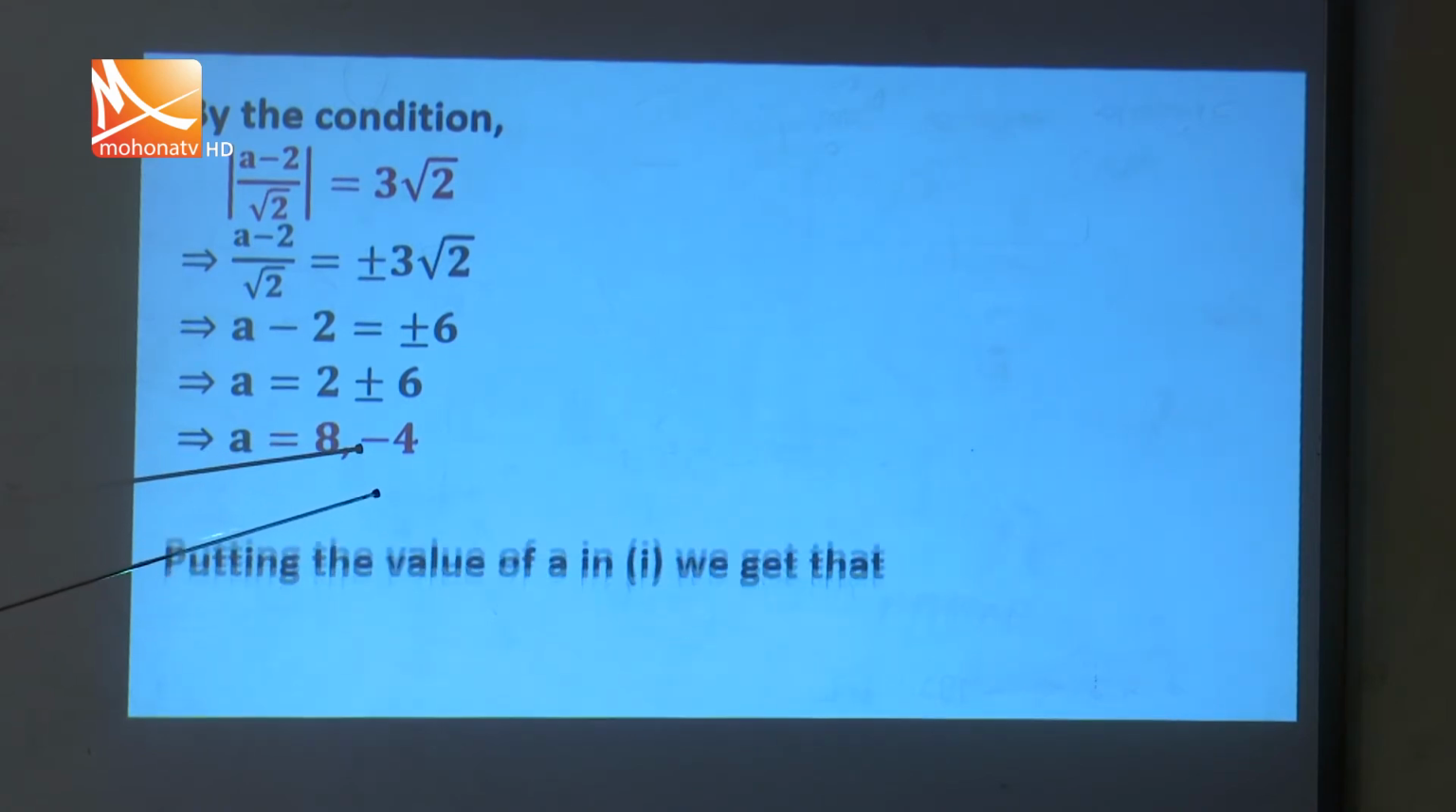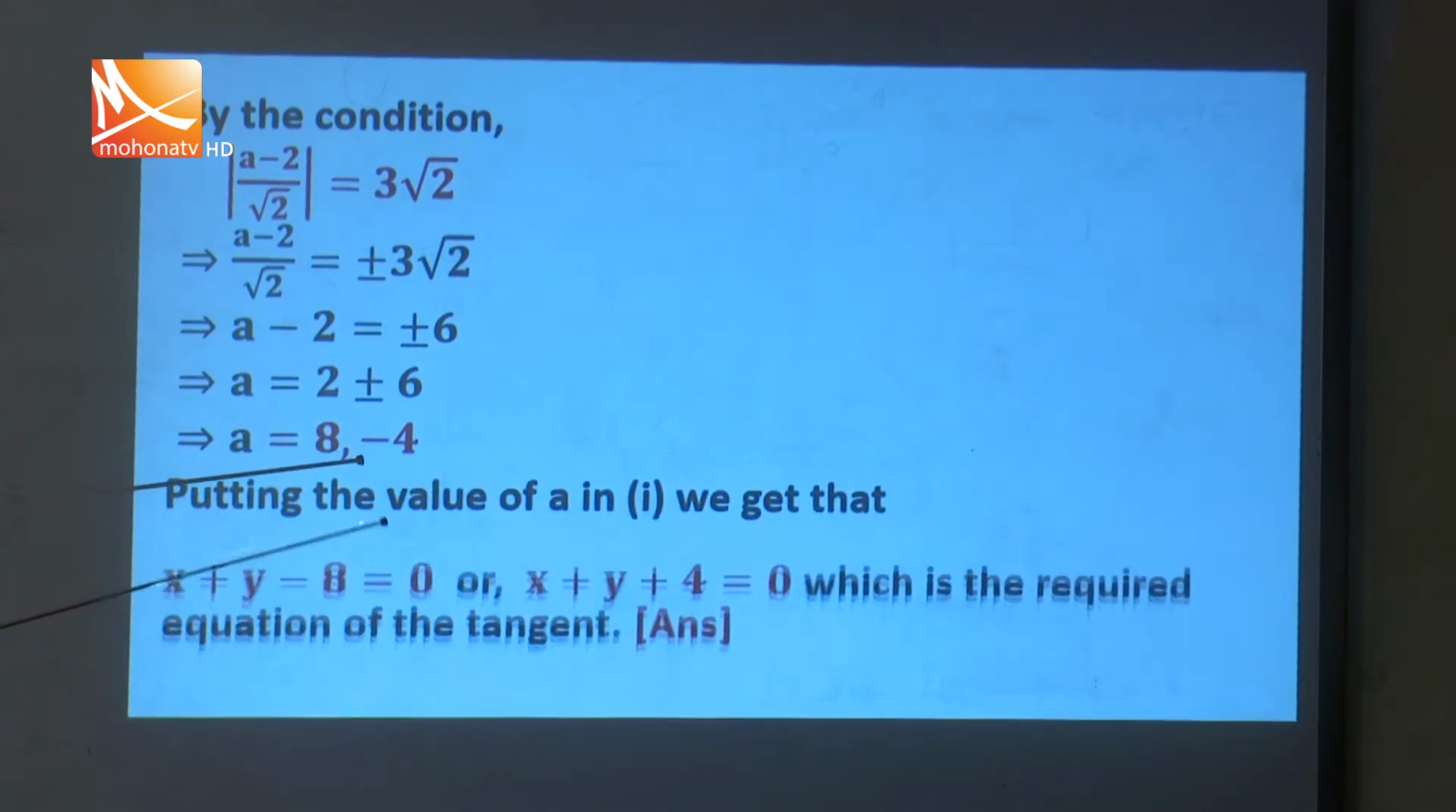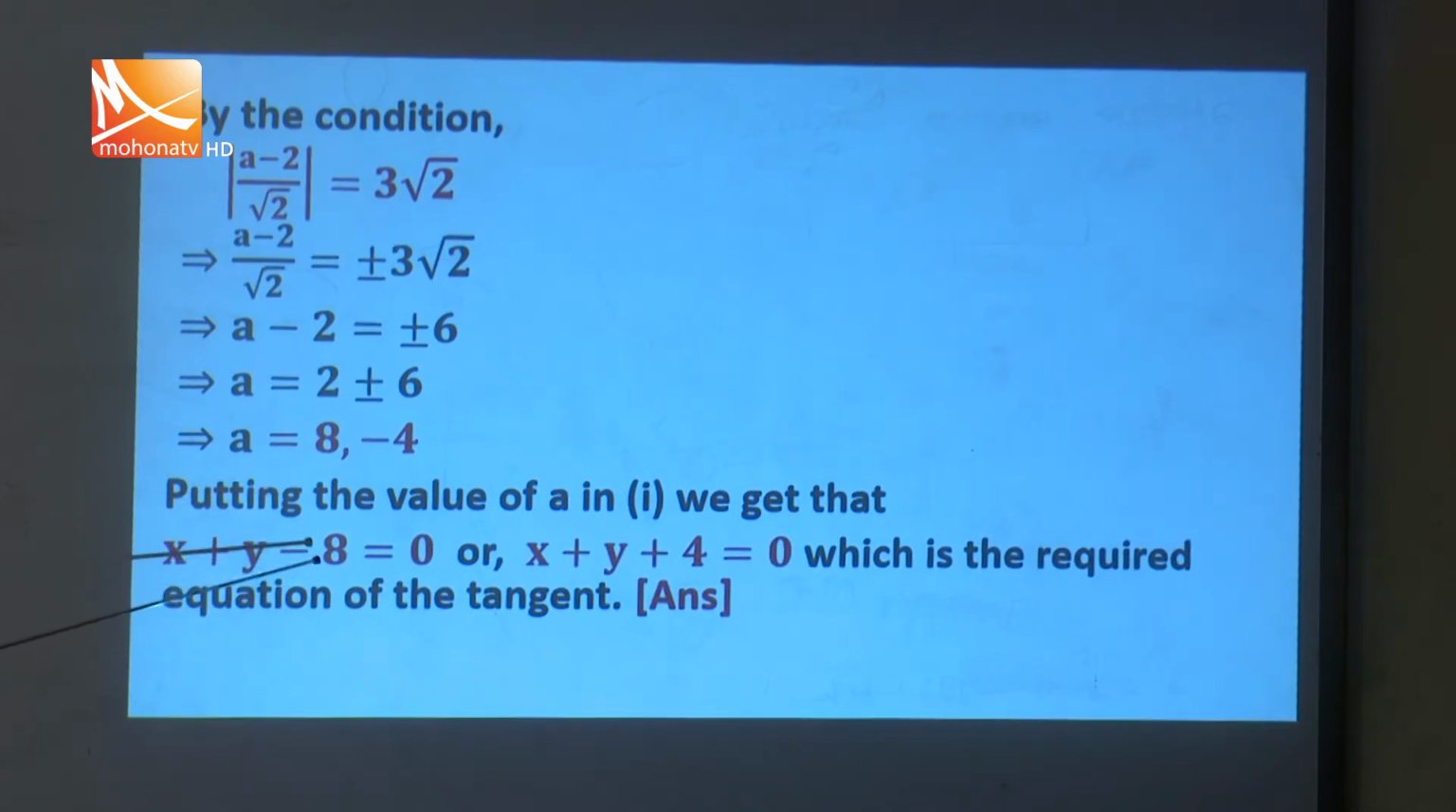Now we are putting the value of a in equation 1, we get, you just see that, x plus y minus 8 equals 0, or x plus y plus 4 equals 0, which is the required equation of the tangent. This is completed.